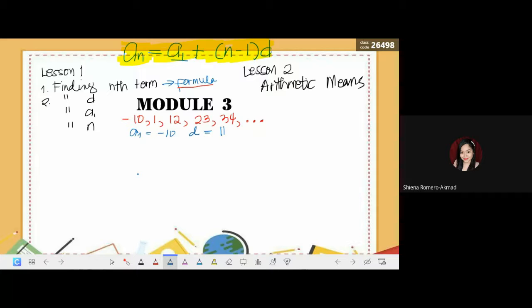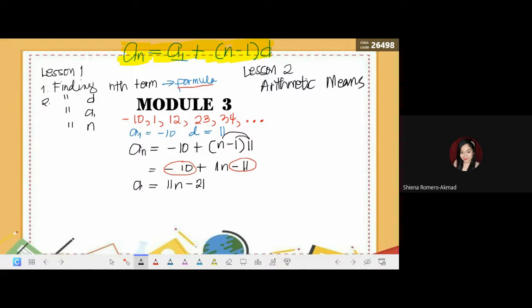Okay? Next, we will substitute that to the formula. So kapag sinubstitute na natin siya, we'll have a sub n equals negative 10 plus n minus 1 times 11. Okay, then we will distribute positive 11 to n and negative 1. So magiging negative 10 plus 11n minus 11. Okay? Then since we have here similar terms, negative 10 and negative 11, combine natin sila. Pag sinabing similar terms, integers, constant, okay? Ito, pareho silang constant number, wala silang variable. So, ibig sabihin, similar terms sila. Okay, so we'll have 11n minus 20. So, this is our n term.